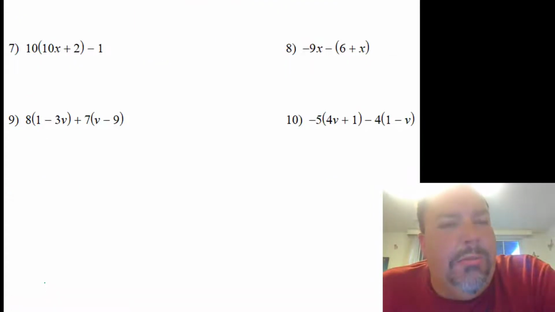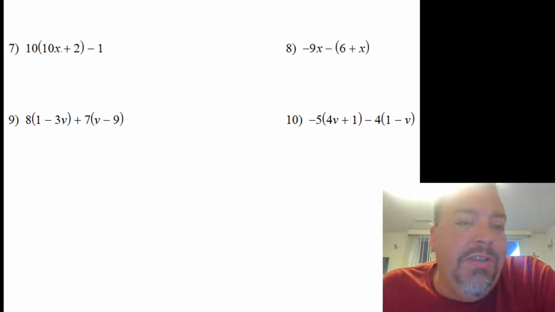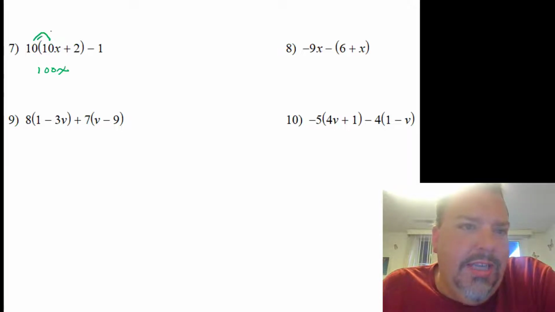Now we get to some that are a little bit more complicated. So here's where I said you have multiple steps. So you might have to distribute and combine like terms, or maybe distribute twice. So for number 7, looks like we have to distribute and possibly combine like terms. So let's start by distributing. We got 10 times 10x is 100x. 10 times 2 is 20. Bring down the -1. Now we can combine like terms. 20 minus 1, we can put those together, and we get 100x plus 19.